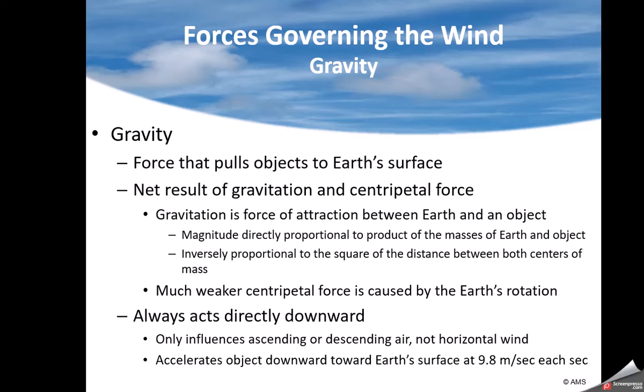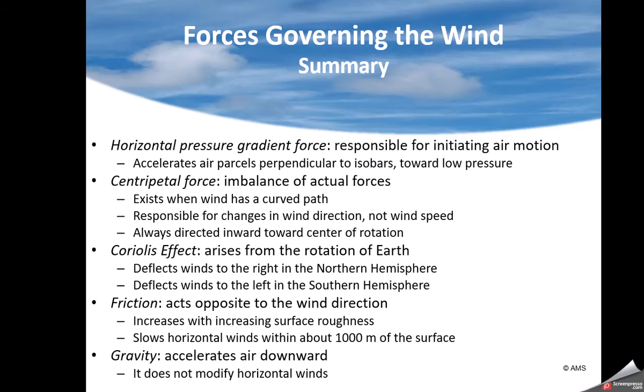Gravity just wants to pull the air down. Anything up and down is influenced by gravity. It has no impact on the horizontal whatsoever. So now we have talked about pressure gradients in the horizontal, and they could be in the vertical as well. Centripetal force, Coriolis effect, friction, and gravity. These are the forces that make wind.